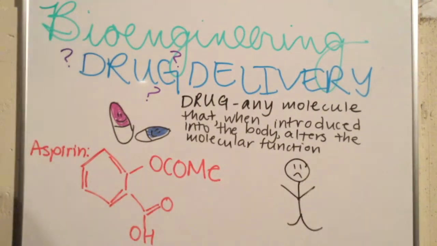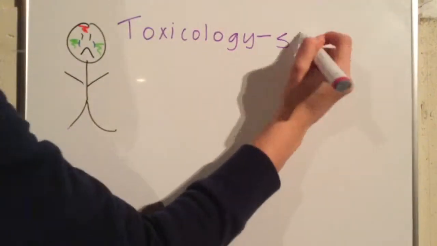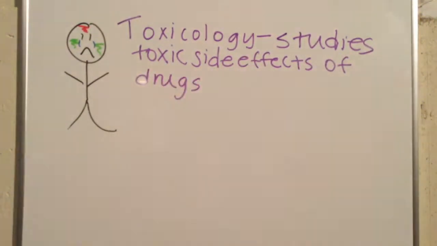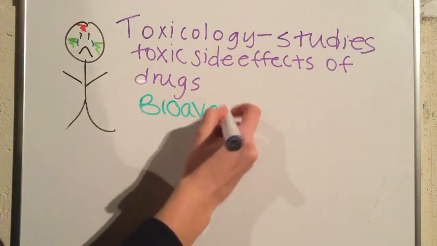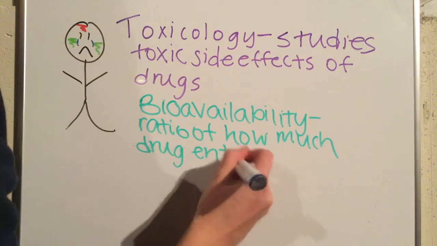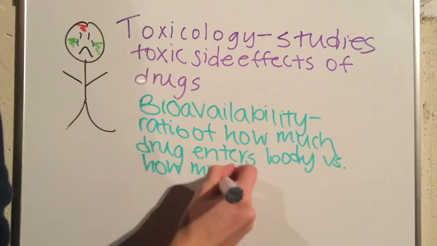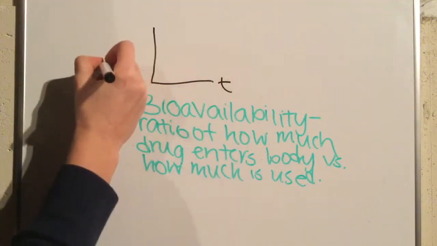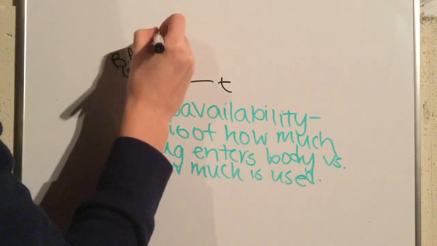When it enters the body, it has a beneficial effect. Unfortunately, some drugs can have unwanted effects. Toxicology is the science of studying these unwanted side effects and figuring out how we can get rid of them. Bioavailability is something else that the chemists have to take into account when producing a drug. This is the ratio of how much of the drug enters the body versus how much is actually used.